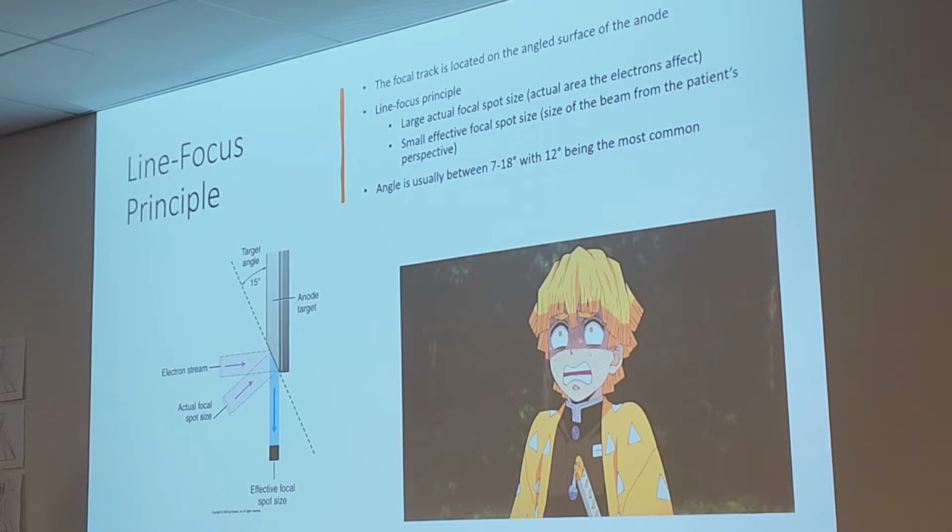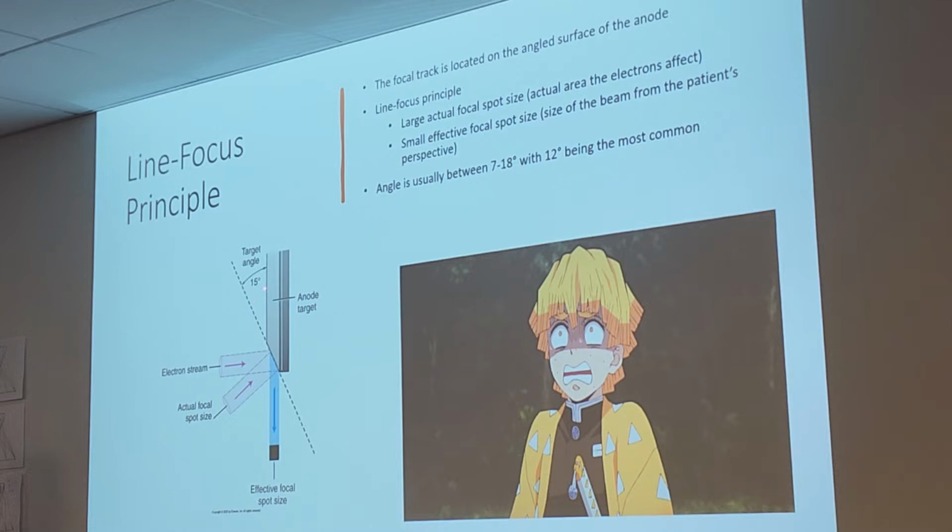Like triangle math and physics with regards to trigonometry? It's not really that much. It's just saying how the angle affects the actual size of the beam, and how this becomes the effective focal spot. So it just depends on the angle, is what it's saying.